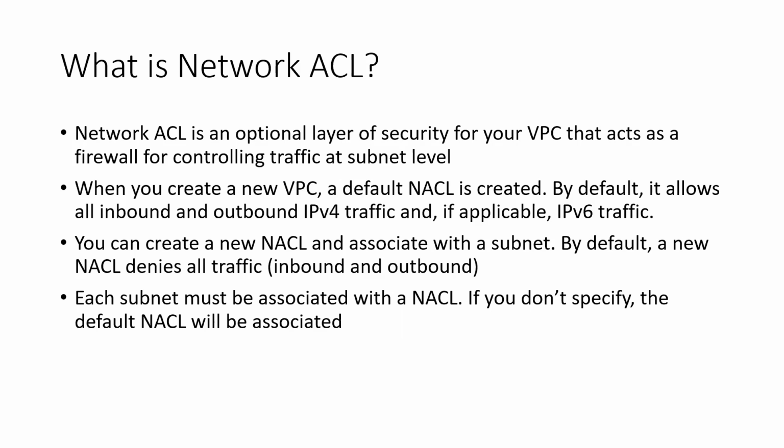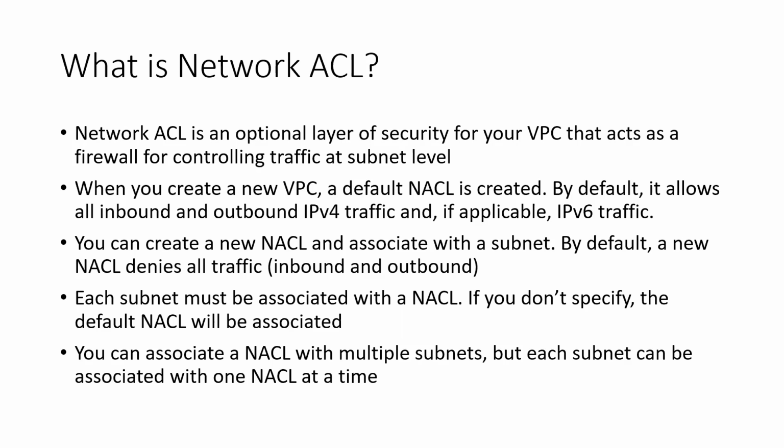And each subnet will have one and only one NACL associated. But that NACL can be associated with multiple subnets though. I want you to understand that. You can associate a NACL with multiple subnets, but each subnet can be associated with one NACL at a time. If you want to change it, you need to replace it. You can't have two NACLs for one subnet. Does it make sense? These points so far?